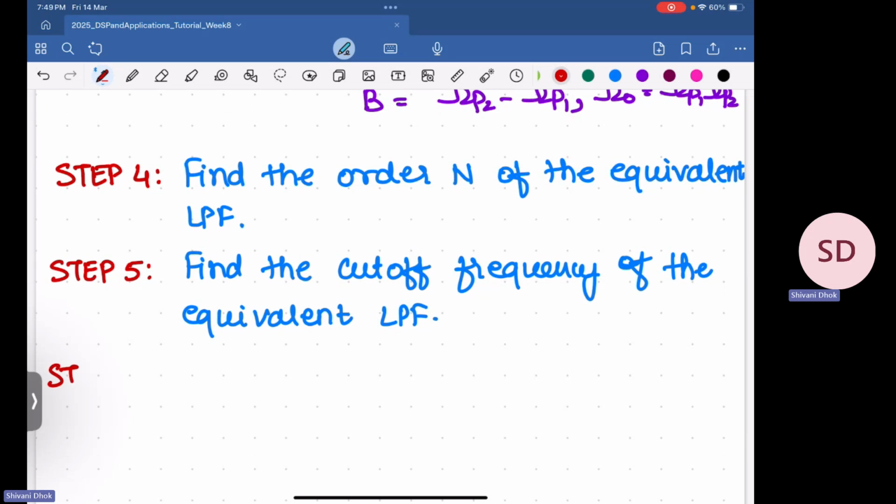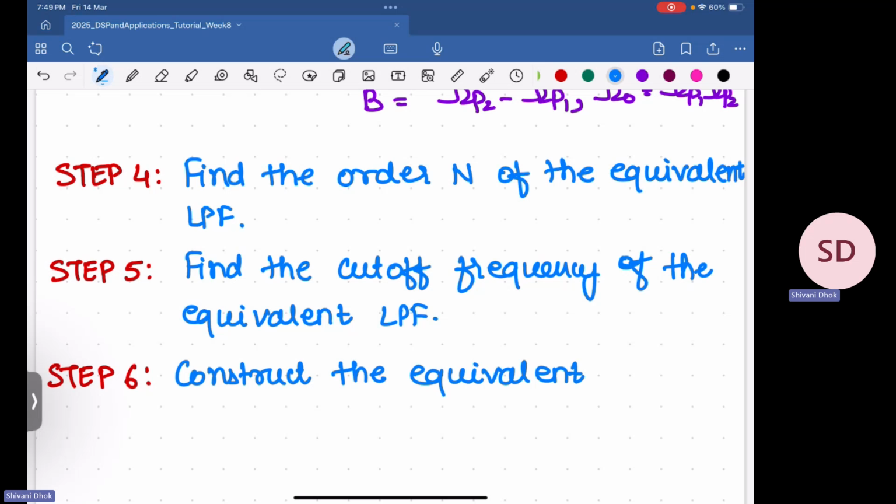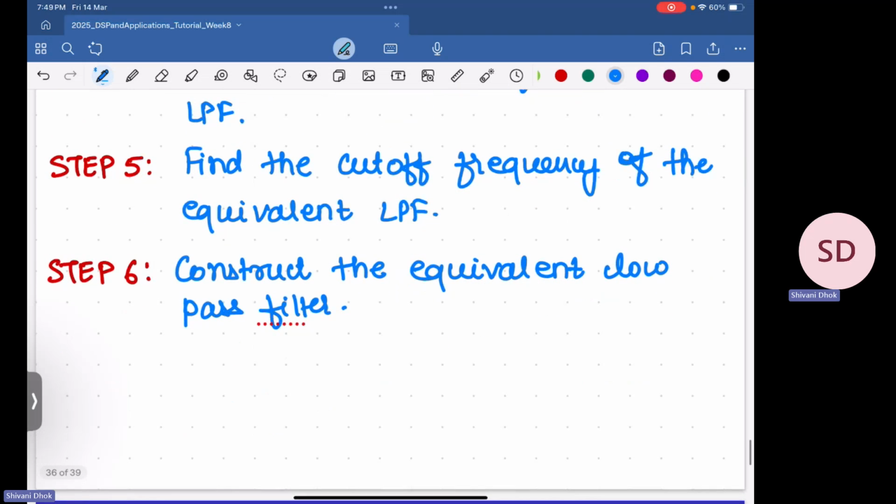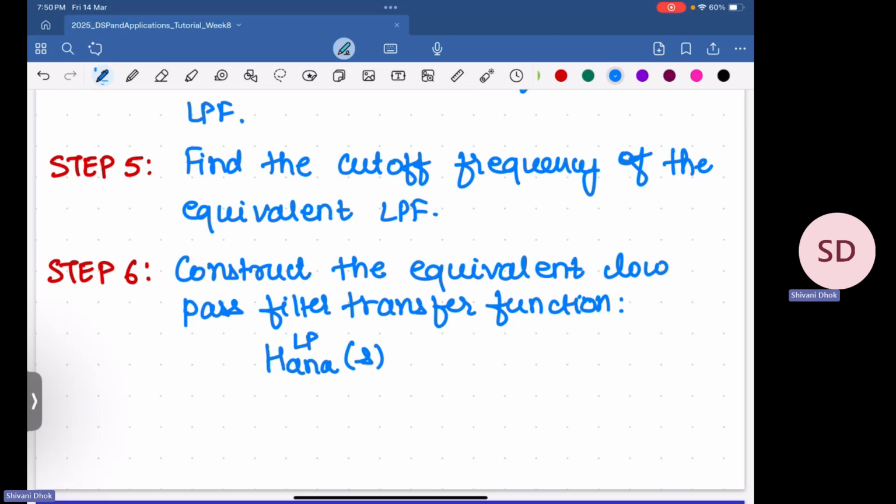So next step is to construct the equivalent low pass filter transfer function, that is H analog LP of S.